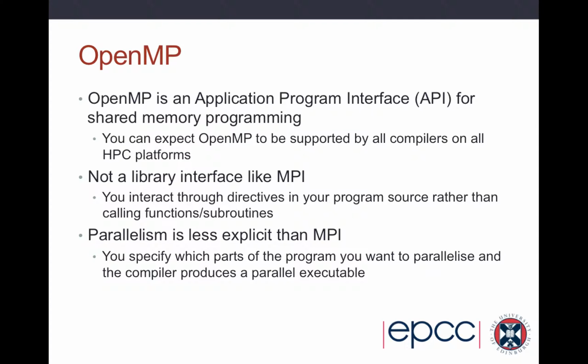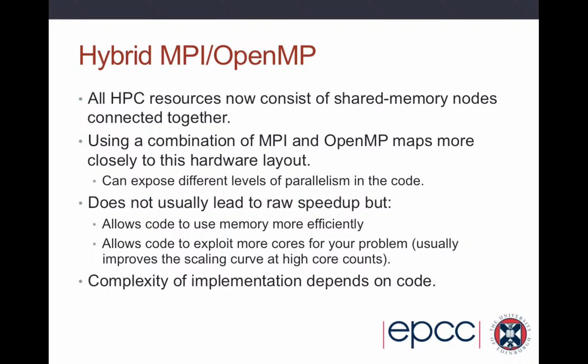architectures. A model that's becoming more common is a hybrid of the two, because as you saw in lecture 1, most HPC machines are made up from shared memory nodes connected together in some manner. There are these different hierarchies of parallelism. So there's a shared memory level, which might be best suited to using something like OpenMP, and then there's the distributed level, the level above it, which might be more suited to a message passing interface in MPI. So this MPI OpenMP combination often maps more closely to the hardware layout and you can use it to expose different levels of parallelism within the code.